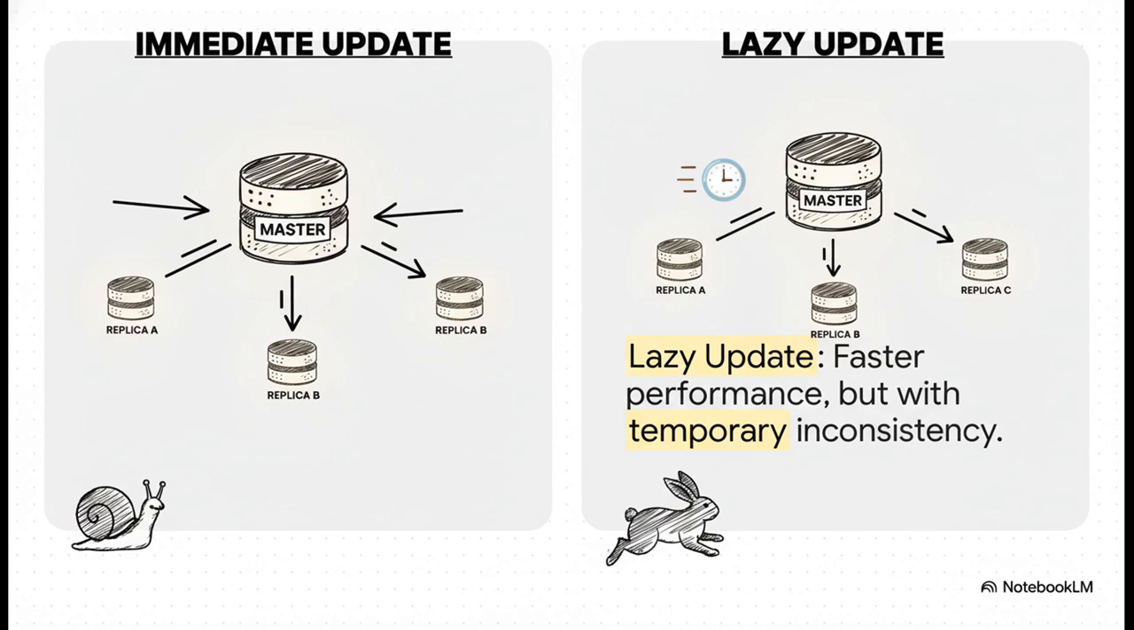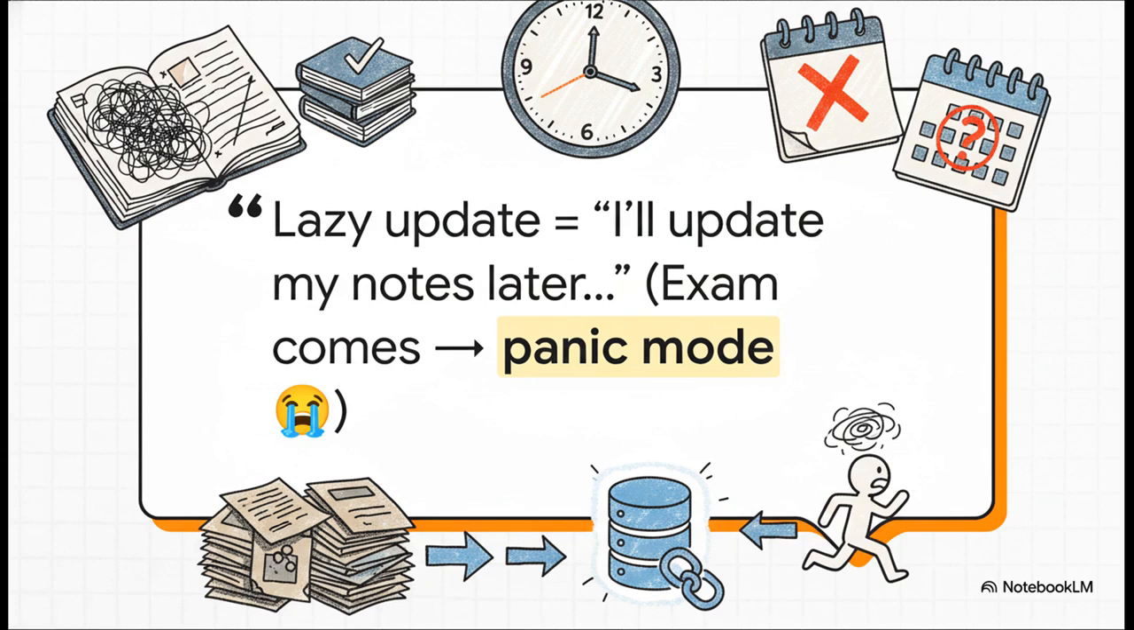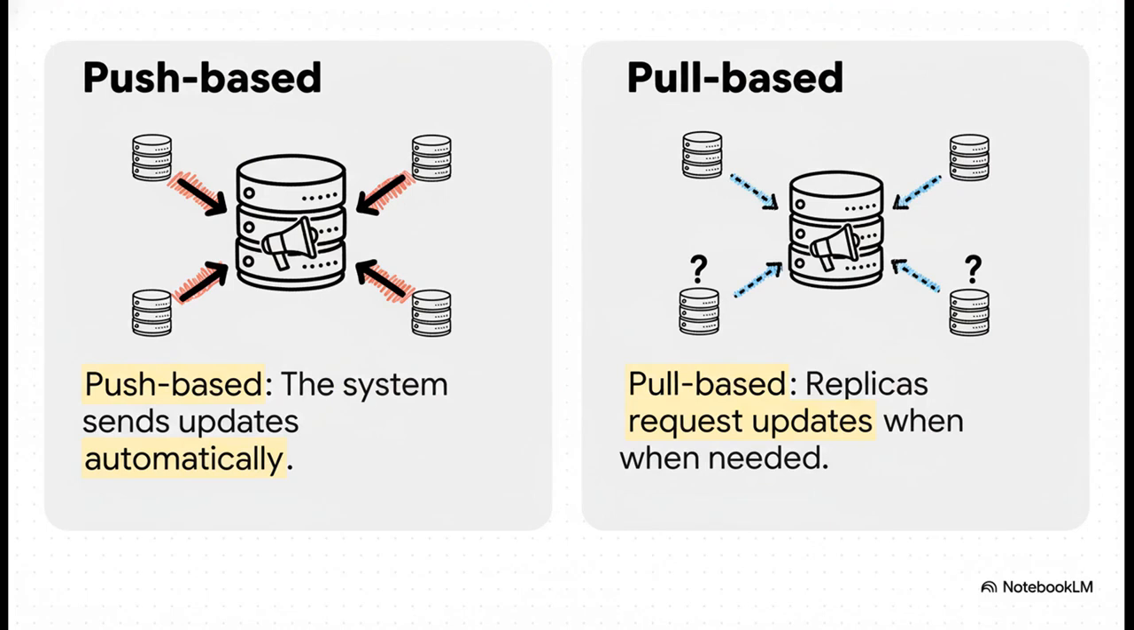The other option? The lazy update. With this one, the updates roll out after a bit of a delay. It's way faster, but you guessed it, there's a catch. You get this period of temporary inconsistency. Which brings us back to our notes analogy, because this is perfect. A lazy update is pretty much you saying, I'll copy down those changes later. It feels fine at the time, right? But then it's the night before the exam, and you realize you're studying from notes that are a week old. Yeah, not great.